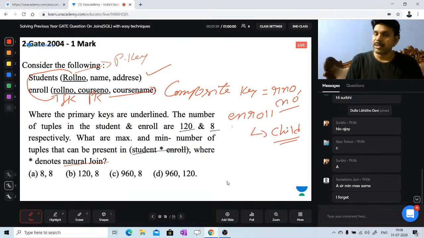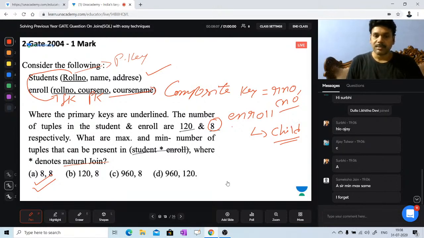In natural join, the minimum and maximum size of the join always depends upon your child instance. As enroll has 8 tuples, your answer is 8 comma 8. Minimum you will get 8 tuples, maximum also you will get 8 tuples, because every child value is a subset of or equivalent to your master value.